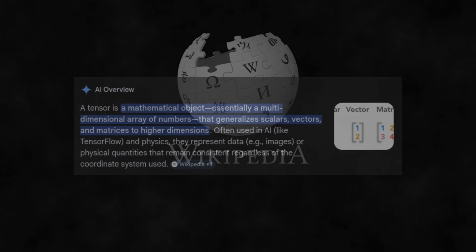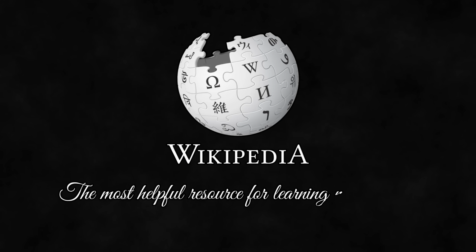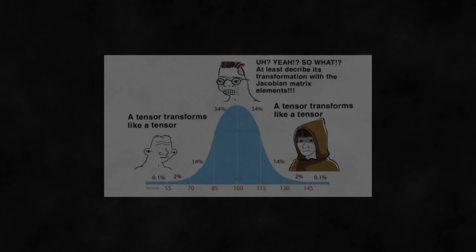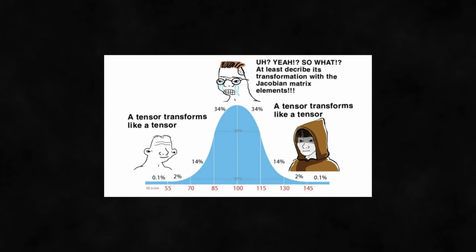Then you go to Wikipedia, the most helpful resource for learning mathematics. It says that tensors are algebraic objects that describe multilinear relationships. Huh? What does that have to do with multidimensional arrays of numbers? Upon looking further, you get even more confused. A tensor is something that transforms like a tensor?